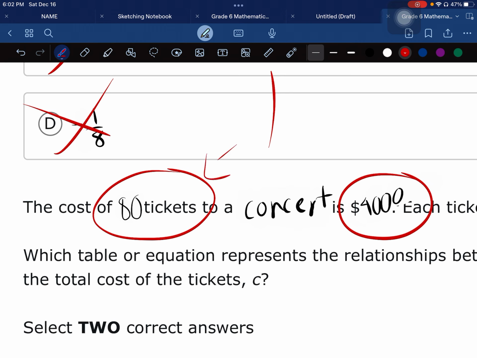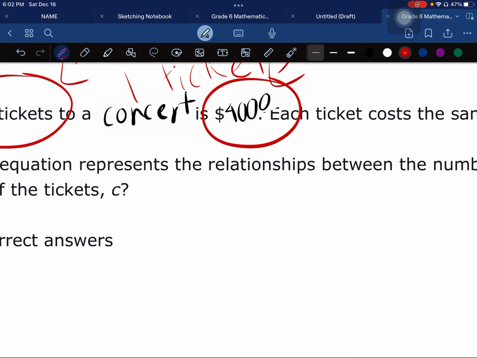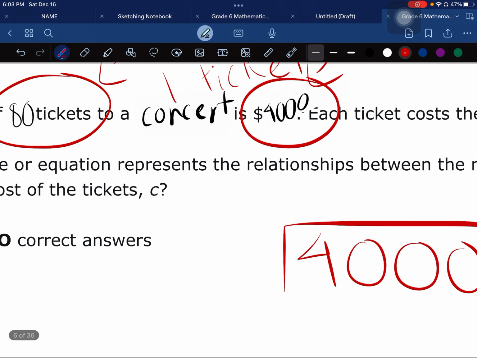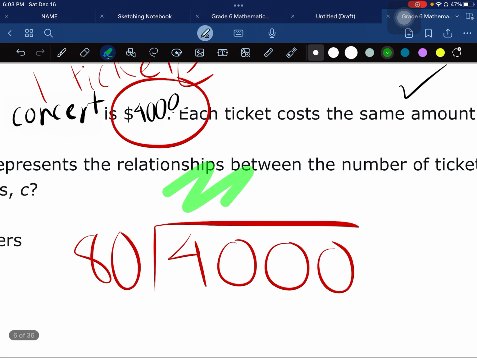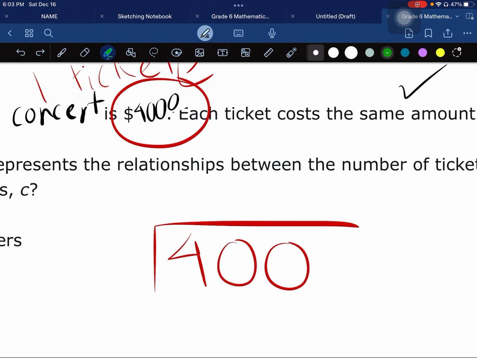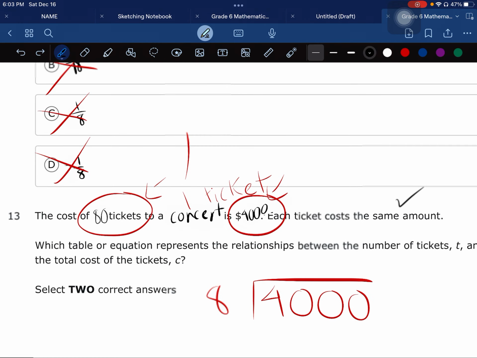So if 80 tickets cost $4,000, how much does one ticket cost? ¿Cuánto cuesta un boleto, chicos? Si 80 cuestan 4,000. Entonces, what do we need to do? Exactly. We need to divide 4,000 by 80. Now, whatever we find, chicos, lo que encontremos, that's what we're going to be multiplying by. And that's what our table and our equation should look like.